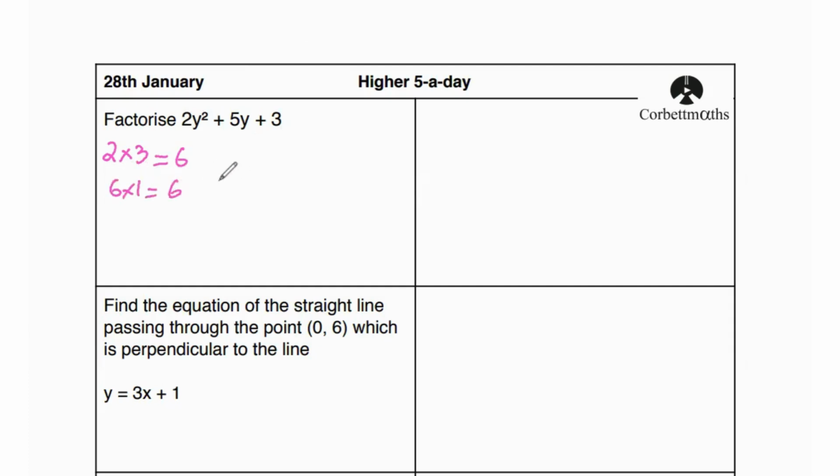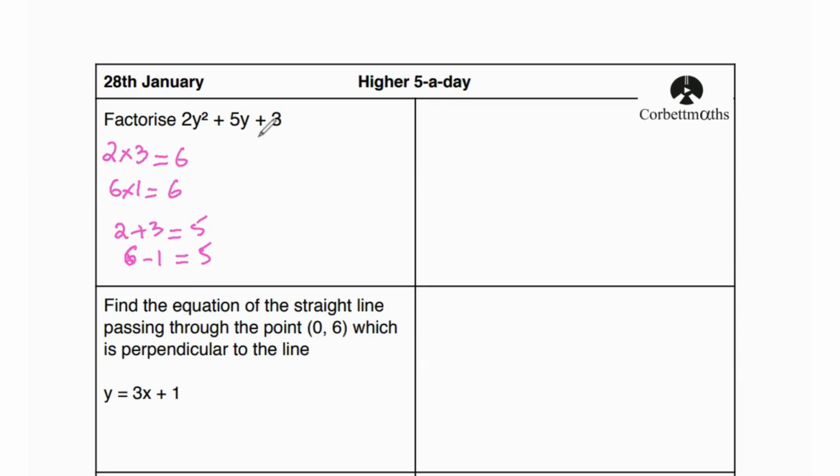So now we have to pick that set of factors which when added or subtracted give us the middle term, which is 5. So we know 2 plus 3 is 5 and 6 minus 1 is also 5. Both of them are giving us 5, but which set of factors will we choose for this equation?